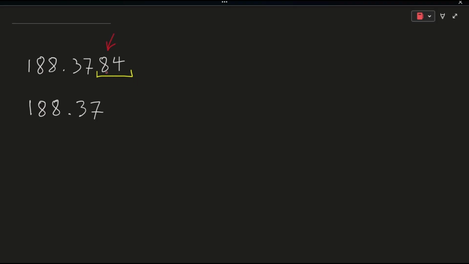Now, this is the first digit of the digits to be removed. Now, if this first digit to be removed is 5 or more, then we are going to add 1 to the digit to the left. And when we add 1 to 7, we are going to get 8. So in rounding up this figure to 5 significant figures, we're going to have 188.38. That is the figure rounded up to 5 significant figures. Now, let's look at these figures.